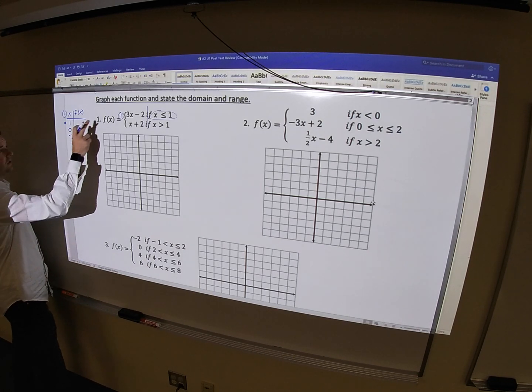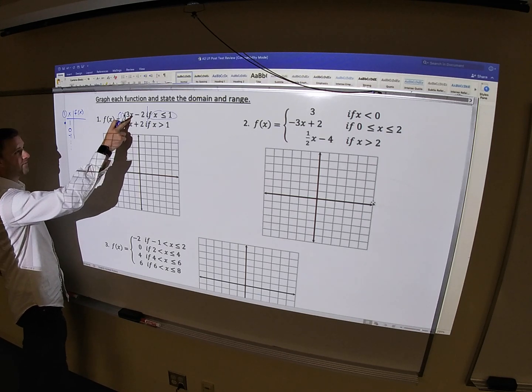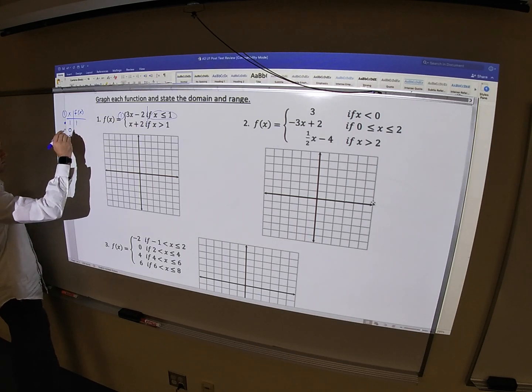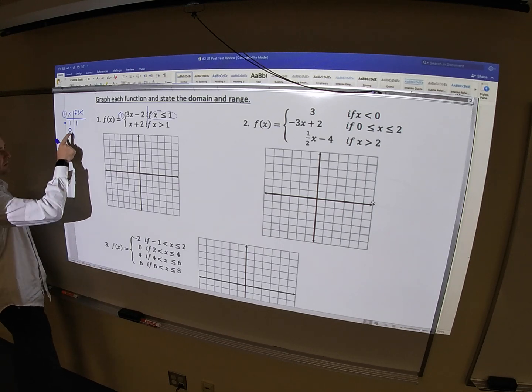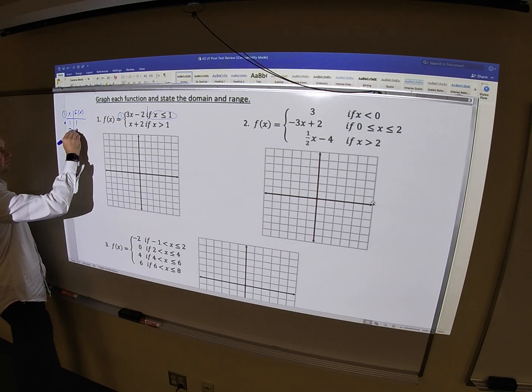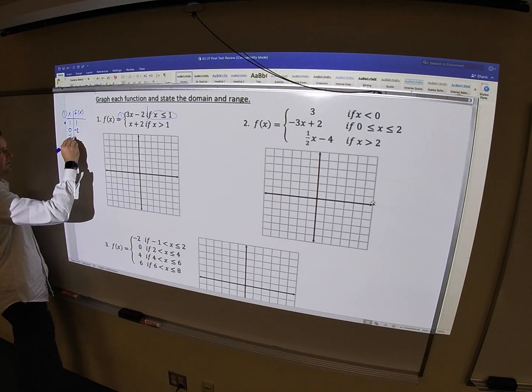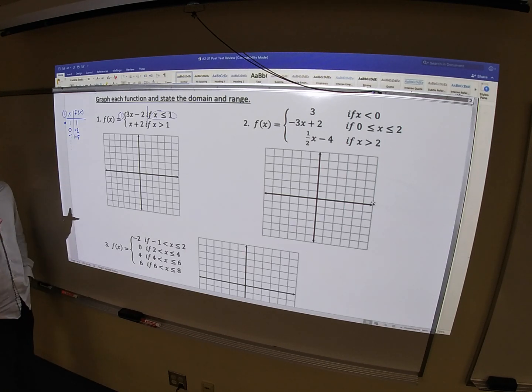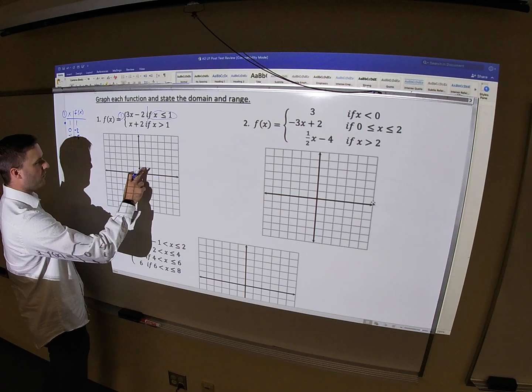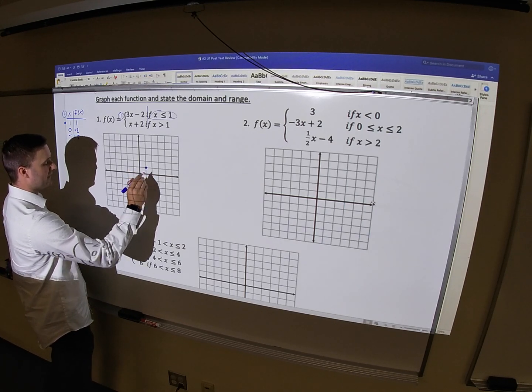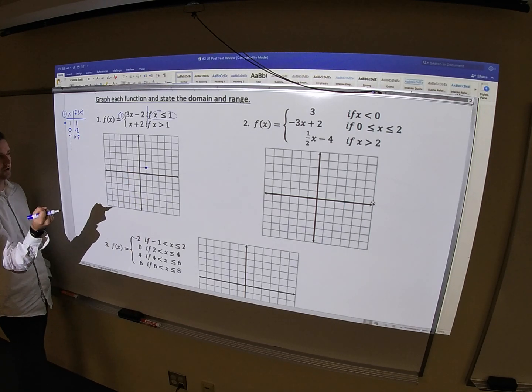So when I plug in 1, 3 times 1 is 3. 3 minus 2 is 1. So when x is 1, y is 1. When I plug in 0, I will get -2. And when I plug in -1, I will get -5. So you can just use your calculator if I'm going too fast for that. So we have a point at 1, 1. Now that is our endpoint. That's our boundary. So I'm going to make this larger closed circle.